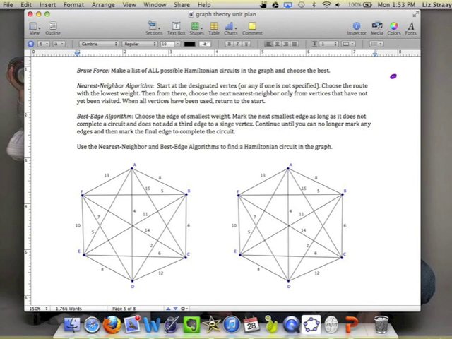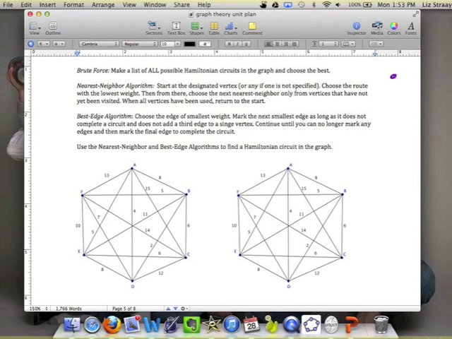So the first algorithm is called the nearest neighbor. It says start at the designated vertex, or if one isn't specified, you just pick a point. I think in the homework I specified that you have to begin at point A. So you start at one point. Then choose the route with the lowest weight. Then from there, choose the next nearest neighbor only from the vertices that haven't yet been visited. You don't want to go back home yet. Do that until all of the vertices have been used, and then return to the start.